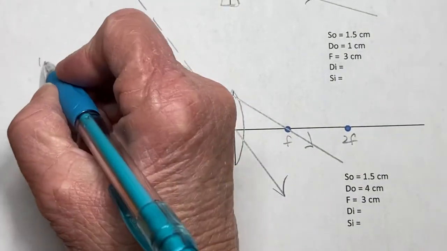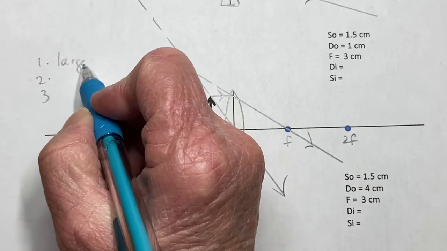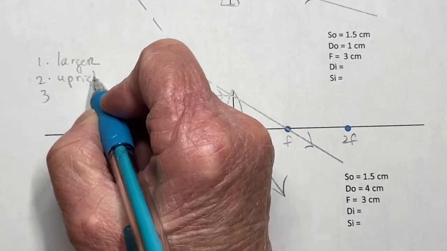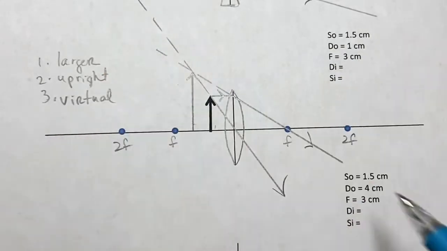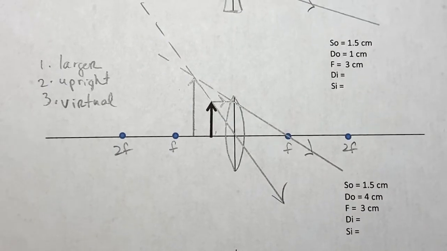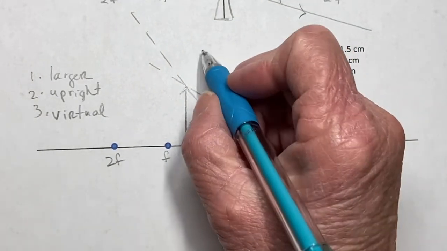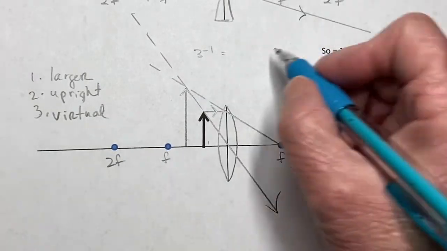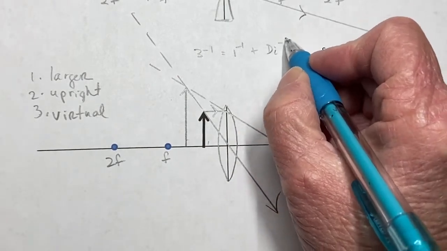All right, 1, 2, 3. This is definitely larger. It is upright, which we always know is virtual. And I also did the dotted lines. Okay, let's figure out some stuff here. So I'm going to have 3 to the -1 equals 1 to the -1 plus di to the -1.